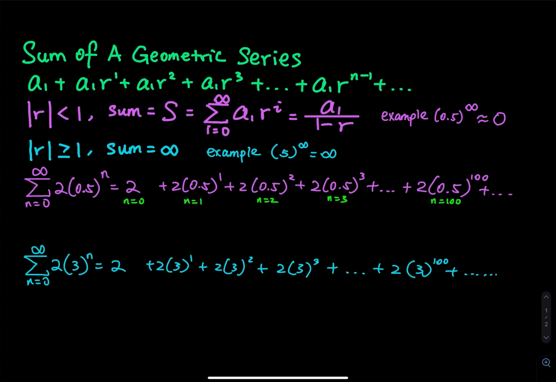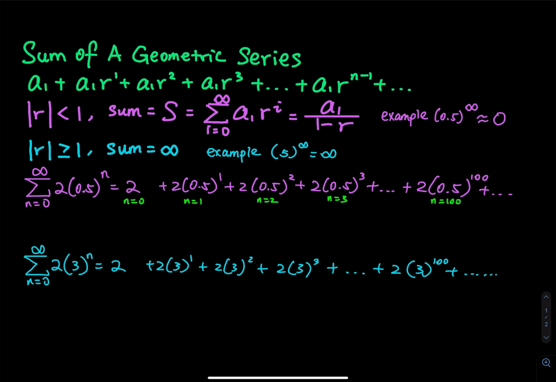Sum of a geometric series. So what is the difference between a series and a sequence? A sequence is a list of numbers. A series is the sum of the entire list. For a sequence, I will separate a1, a2, a3 by commas. But for a series, I will just add them all up.